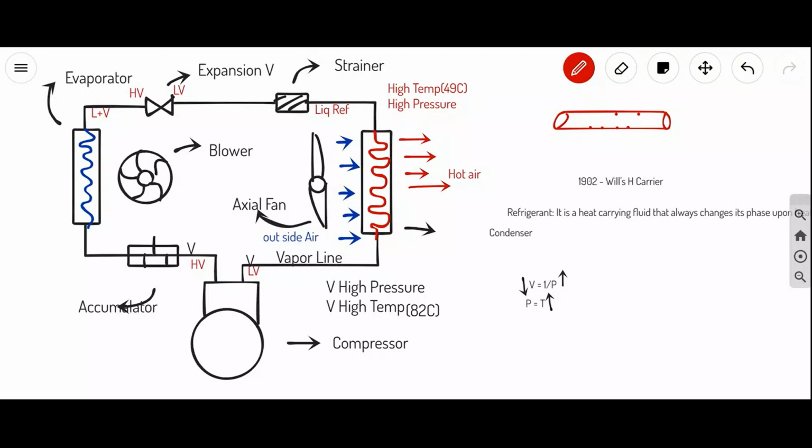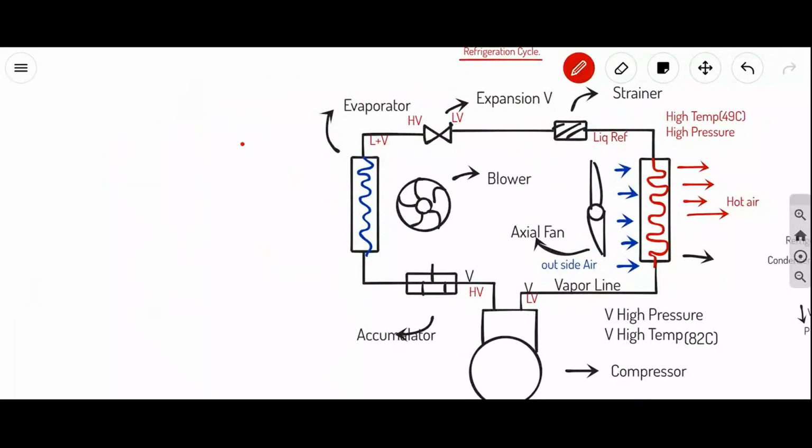Now when you spray the deodorant on your body, how will you feel? Cold. You feel a chilled sensation. Why? Because there is a sudden drop in pressure as well as a sudden drop in temperature. Same thing is happening here. So very low temperature, very low pressure. The temperature may be around 5 degrees centigrade here.